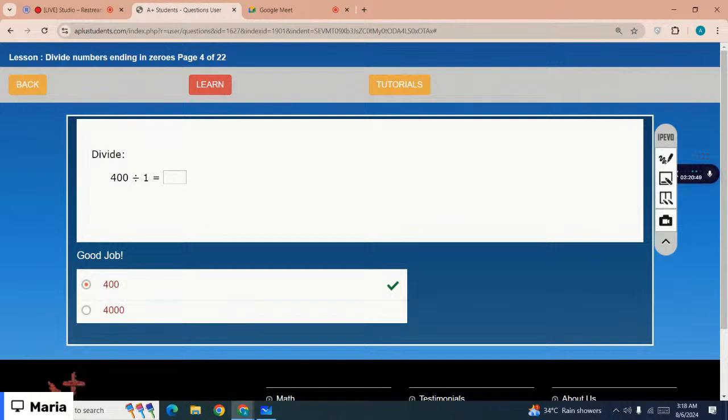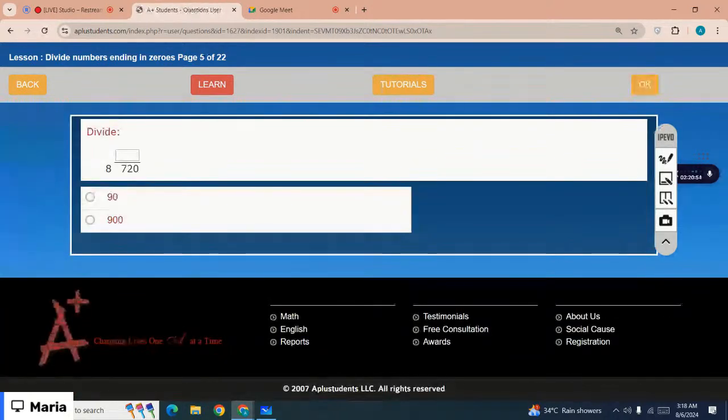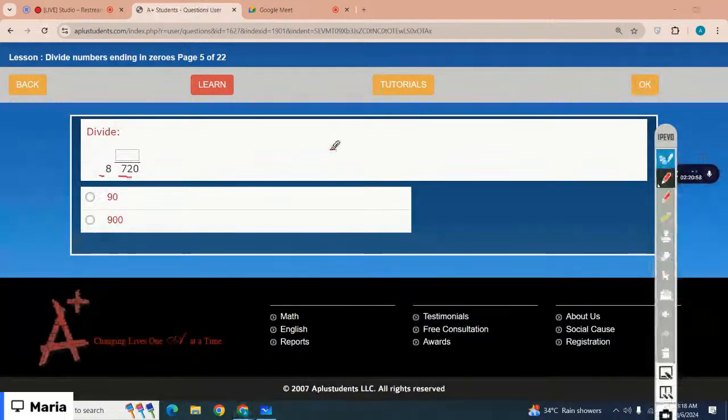Okay, the next one is 720 divided by 2. So now you have to divide the non-zero numbers only. Just divide 72 by 8, right? So 8 times what number is 72? 8 times 9 is 72, right?